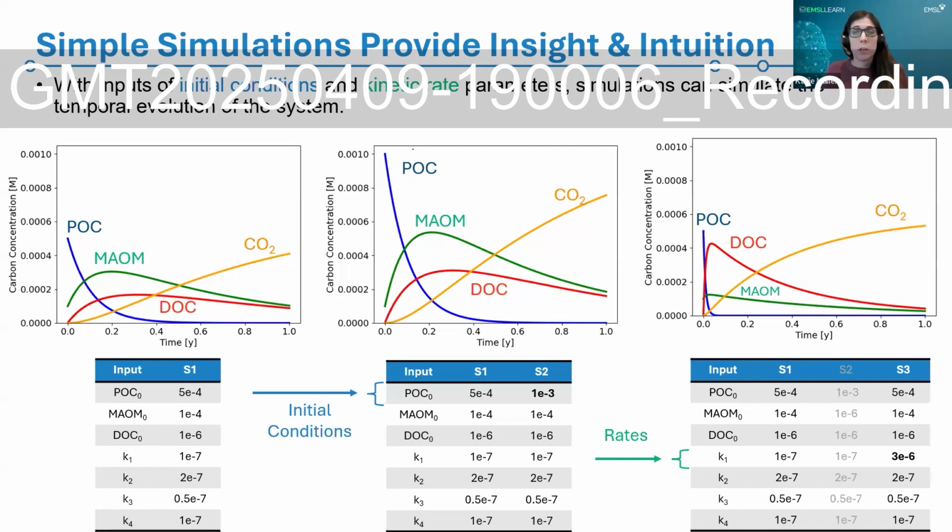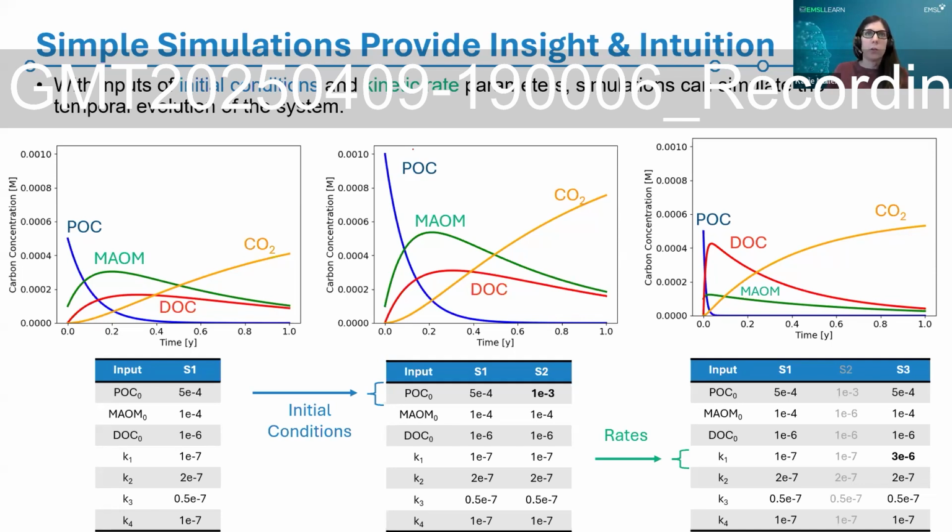And we can do the same things with the rates. Let's say you believe that one of your reaction rates is actually a lot faster. You can test that out with a simulation. And in this case, you can see that the POC being converted happens much more rapidly and what that would do ultimately to your system.